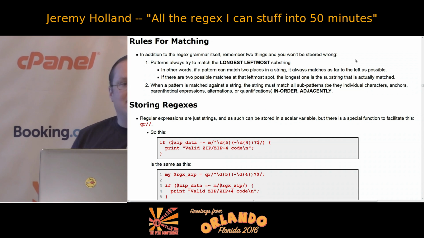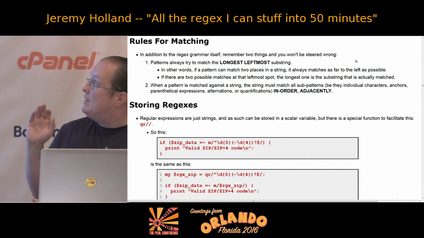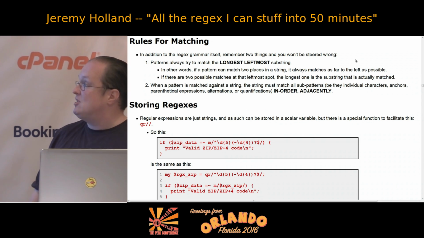And the other thing to remember is that when you have a pattern with more than one subpatterns in it, they always have to match in your string in order adjacently for the overall pattern to be considered a match.